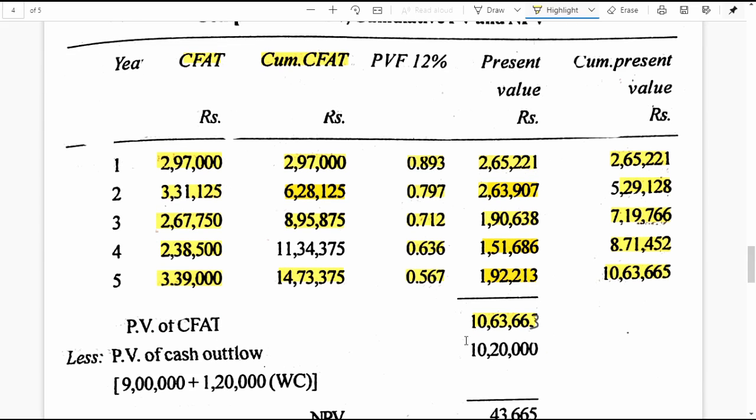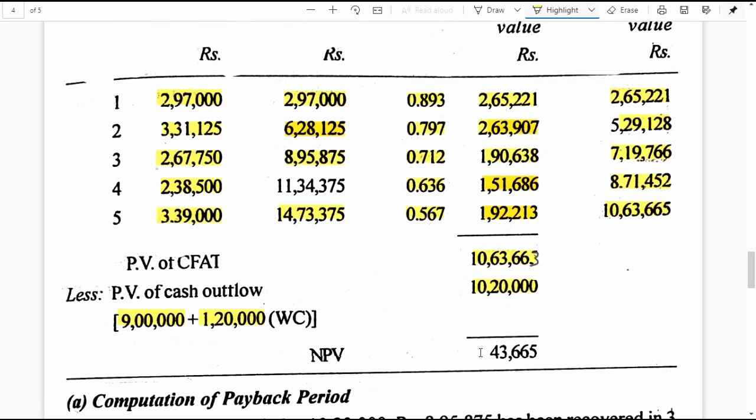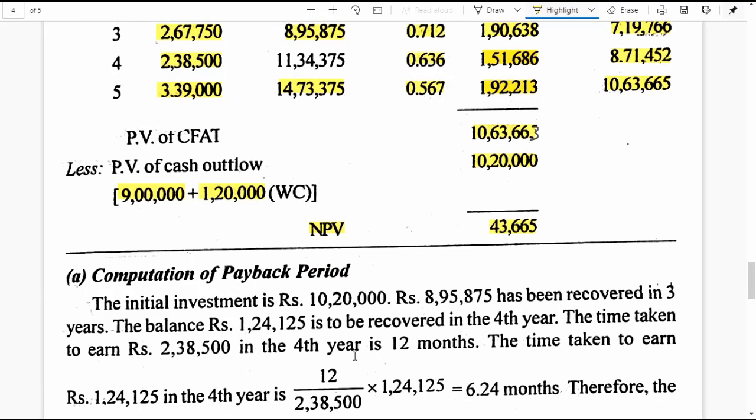Now let us here complete our calculation of NPV and then move to calculate the payback period and the discounted payback period of the project. Now total of the present value of cash inflows of the project is 10,63,663 minus present value of cash outflows comes to 10,20,000. How? 9 lakh rupees is the purchase value of the equipment plus 1,20,000 its working capital put together 10,20,000. Now the difference comes to 43,665 positive NPV.